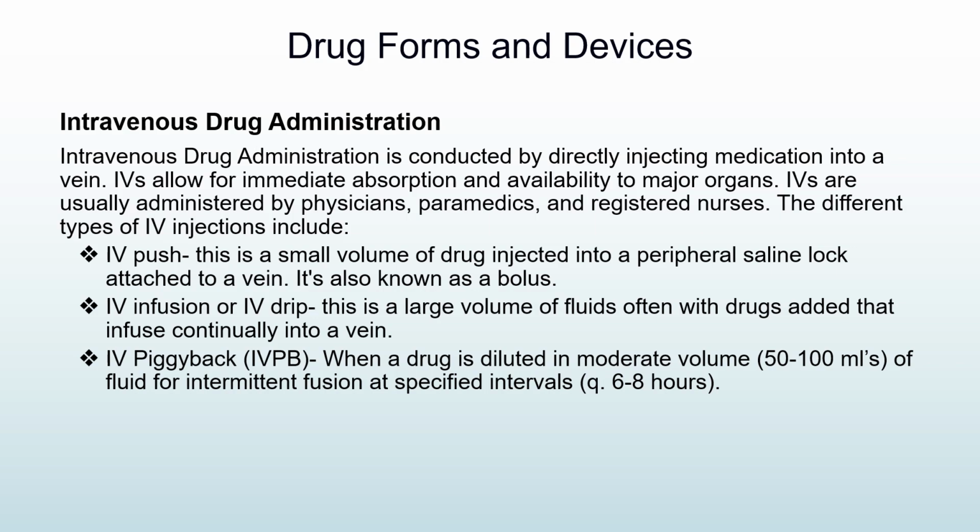The different types of IV injections include IV push. This is a small volume of drug injected to the peripheral saline lock attached to the vein, also known as a bolus. There's IV infusion or IV drip. This is a large volume of fluid, often with drugs added, that infuses continuously into a vein. And then IV piggyback, when a drug is diluted in moderate volumes, like 50 to 100 mLs of fluid, for intermittent infusion at specified intervals, like Q 6 to 8 hours.